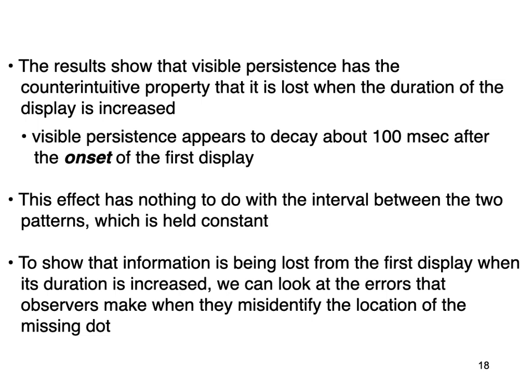And the evidence further shows that it is indeed information that's being lost from the first display when the duration is increased beyond 100 milliseconds, or 80 milliseconds rather. And we can look at the errors that the observers make when they misidentify the location of the missing dot. So when you have lost information from the first display and you falsely indicate where the missing dot was because you've actually lost information about the dot from the first display, what would the errors look like?